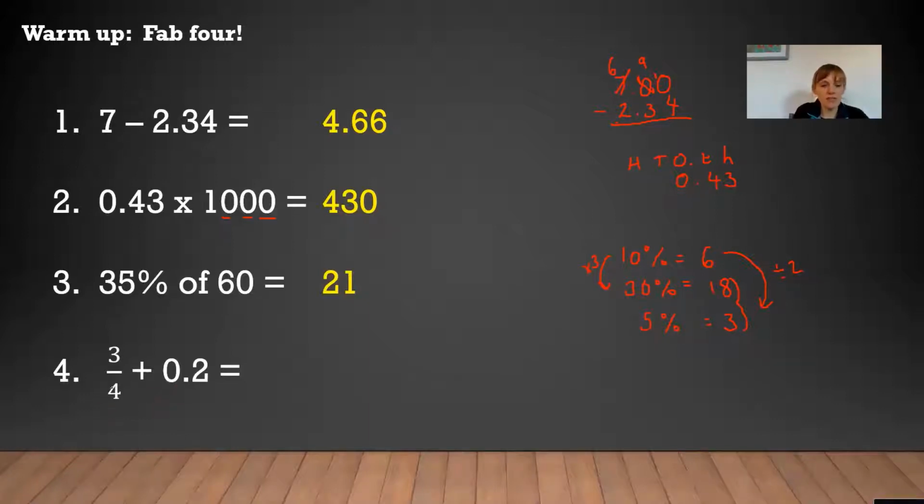Now, finally, for number 4, to add these together, they need to be in the same form. Now, the way I would have done this is think, well, I know that in my memory bank, 3/4 is the same as 0.75 as a decimal. So then I can do 0.75, add 0.2. If I need to, I could add a placeholder, because sometimes that might help me visualize that better. So 0.75 and 0.20 would give me an answer of 0.95.